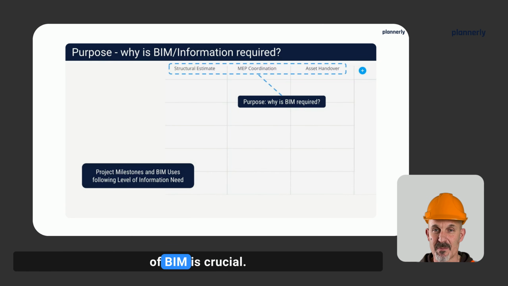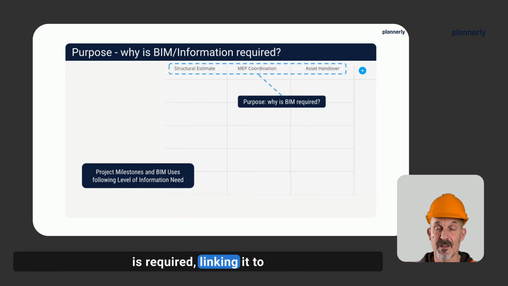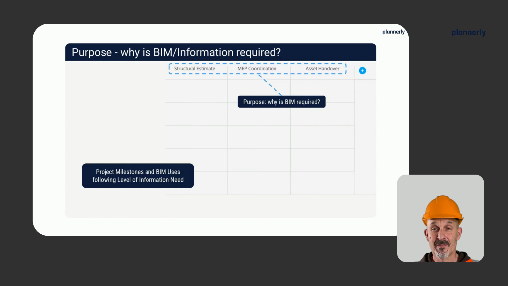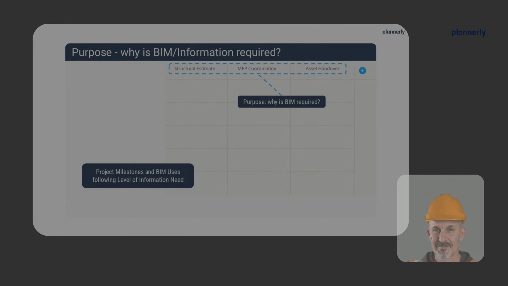Understanding the purpose of BIM is crucial. This slide asks why BIM information is required, linking it to project milestones like structural estimates and asset handover. Defining purpose helps align BIM efforts with project goals.